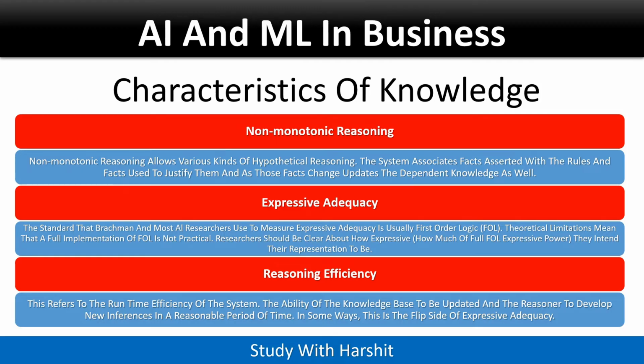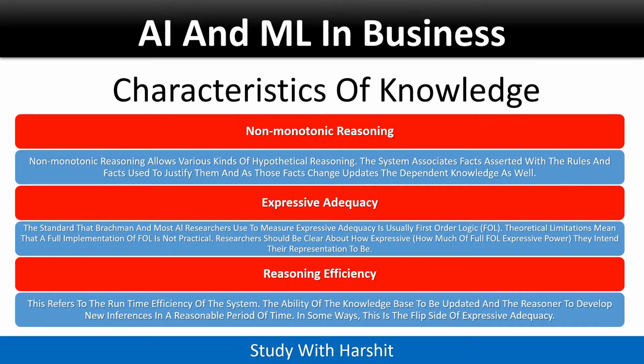Expressive adequacy. The standard Brachman and most AI researchers use to measure expressive adequacy is usually first order logic, FOL. Theoretical limitations mean that a full implementation of FOL is not practical. Researchers should be clear about how expressive they intend their representation to be.